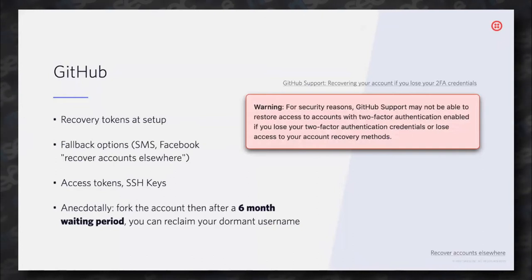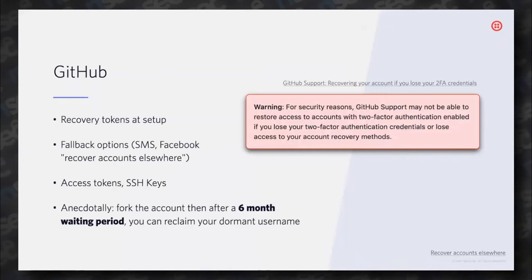So one option here is recovery tokens. Make sure that you save your GitHub recovery tokens somewhere. That's the easiest way to recover your account if you lose access to your primary form of 2FA. They also will let you fall back to SMS if you choose to do so. You don't have to fall back to SMS, and I think that's an important distinction. That would be if you have a stronger form of 2FA enabled, like TOTP or WebAuthn.